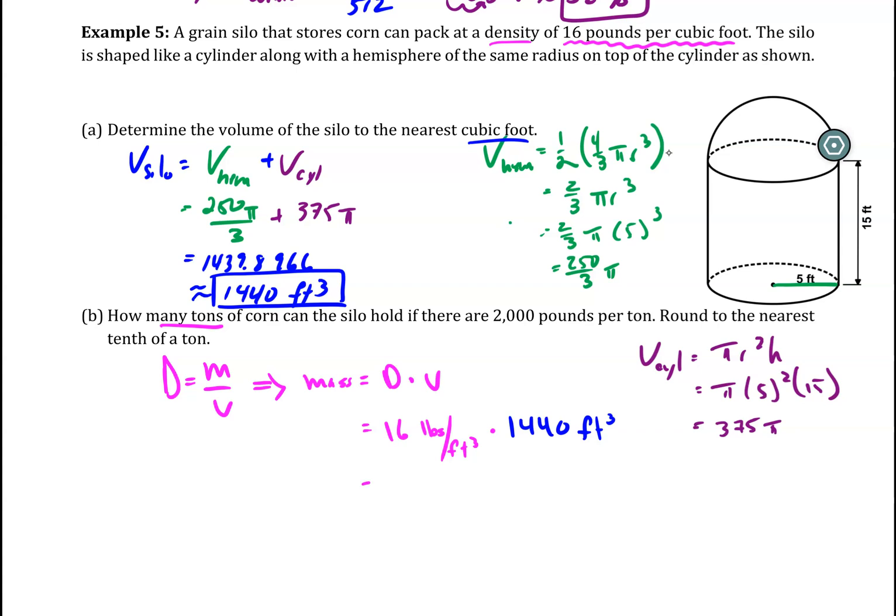So again, remember, when you actually multiply them out from here, this would be just straight multiplication. So the numbers would just simply be 16 times 1440, which gets me, what, 23,040. Right? Now, but look, the feet would cancel. I would just be left with pounds. We don't want pounds. We want tons. So I need to convert that.